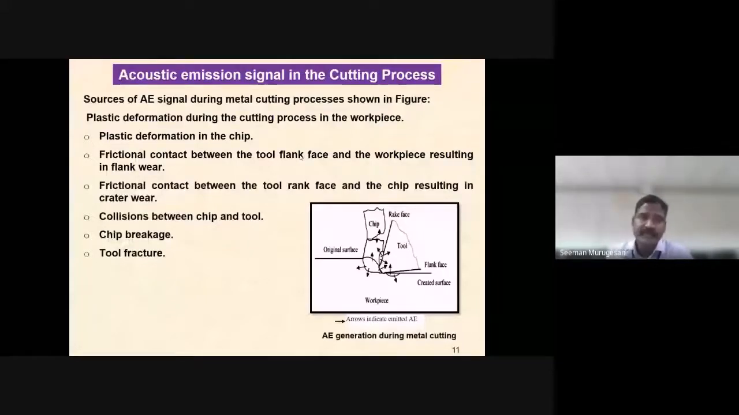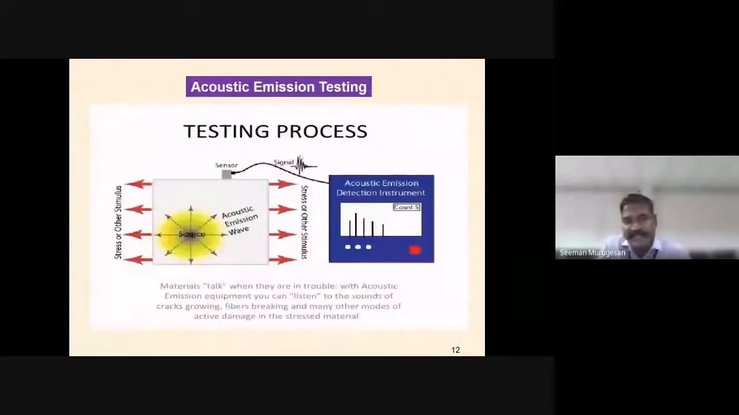Next, acoustic emission testing. You see the diagram. A stimulus or stress is applied to the object. This is a defect. Generally, the defect is the source. Acoustic emission is a passive method. Due to the stimulus action, the source emits acoustic emission waves. This acoustic emission wave is sensed using a sensor, and the sensor signal is then processed with a computer or instrument.